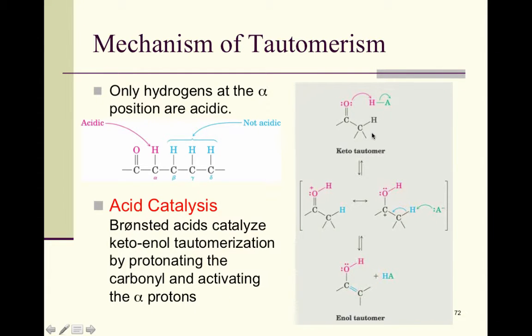Here we have a keto tautomer. Here's our acid, and a pair of electrons from the oxygen. In this case, our keto tautomer is acting as a nucleophile, and is going to give a pair of electrons to this hydrogen, and a bond will form between this oxygen and this hydrogen. The pair of electrons that were holding our acid together will be given to the anion. Notice we have an equilibrium arrow written here.